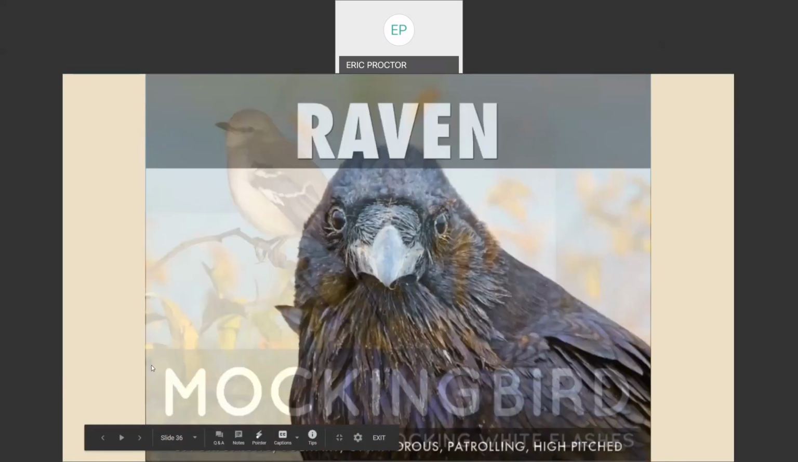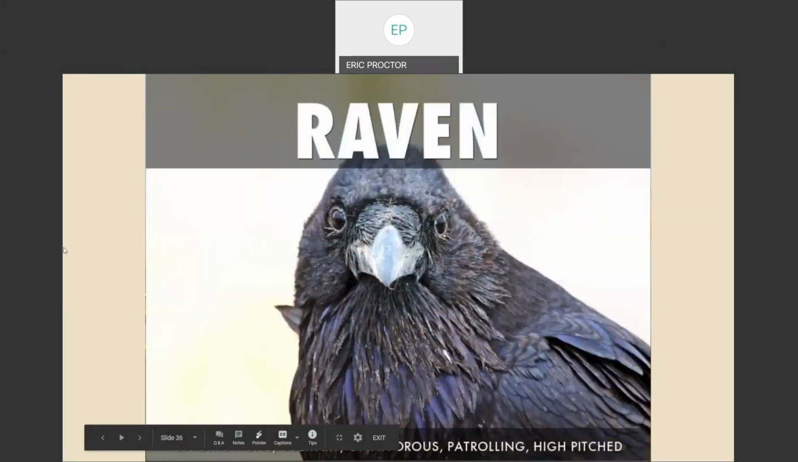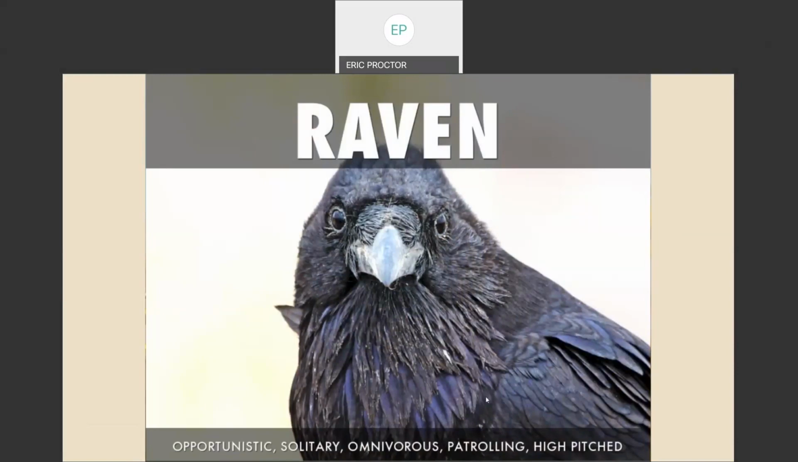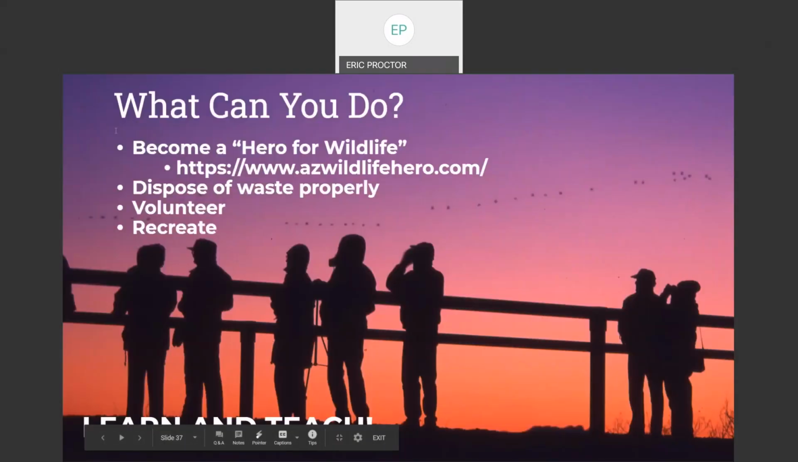And I think I have one more here, which is about the raven. And again, some individual words here: opportunistic, solitary, omnivorous, patrolling, high-pitched. So they incorporated, again, 6 words to describe the raven. In this case, what I could see is handing the kids some fact sheets about animals, or they've done some research about animals, and then this could be the final assessment that you could give to the students. So just some more ideas to give to the kids.